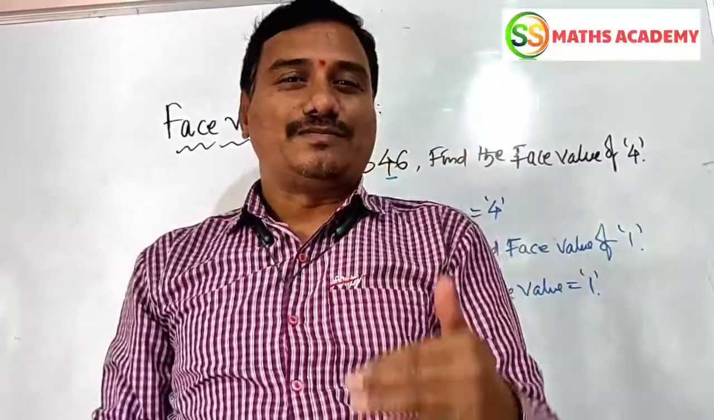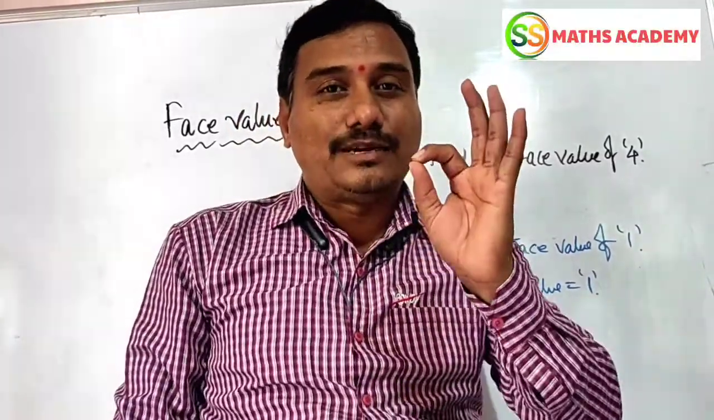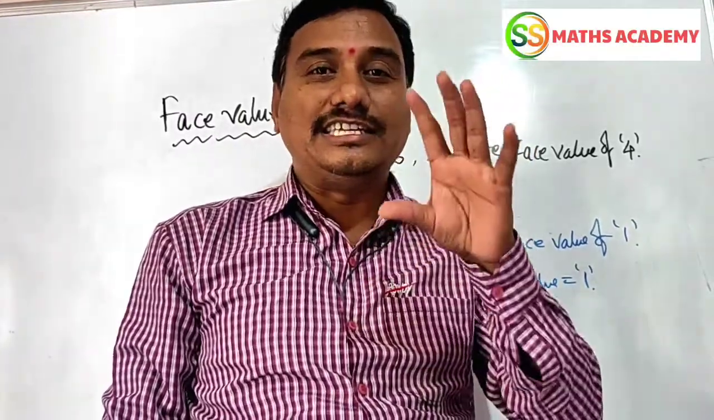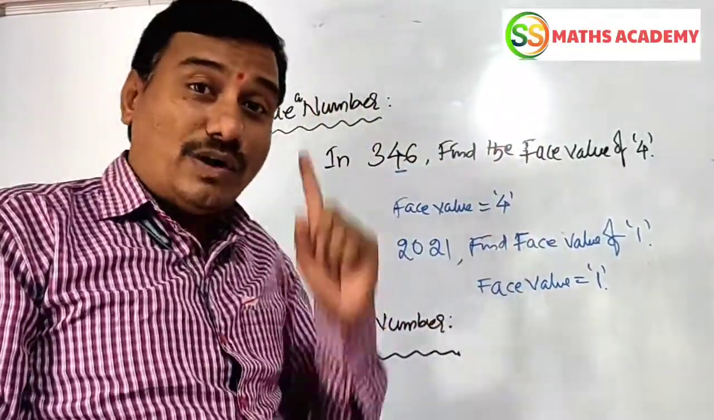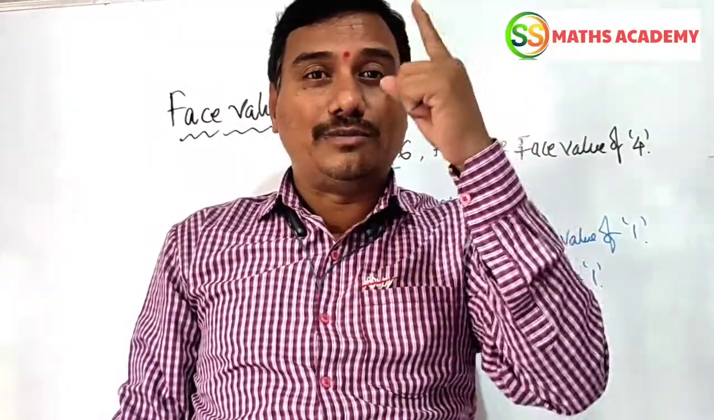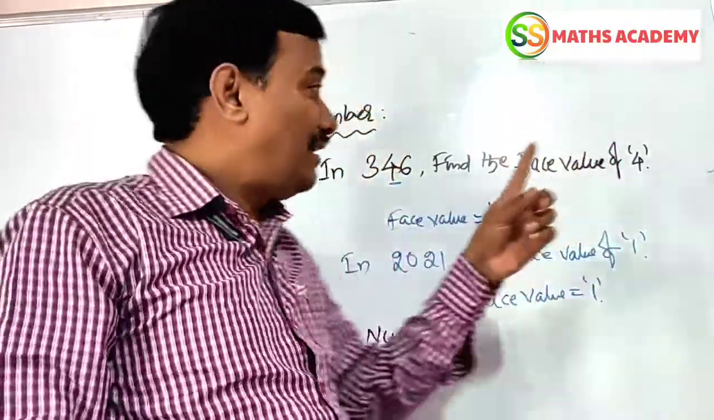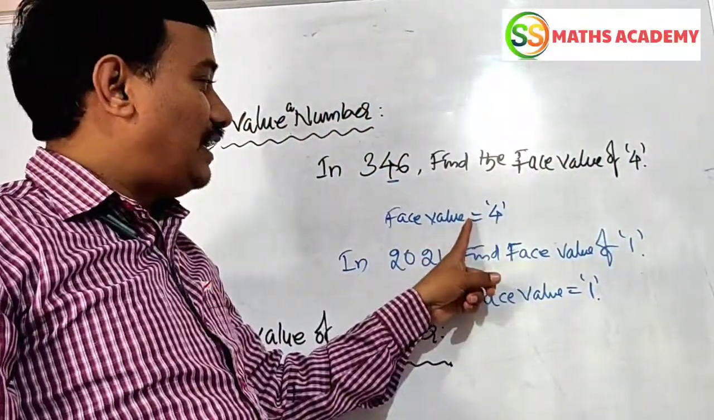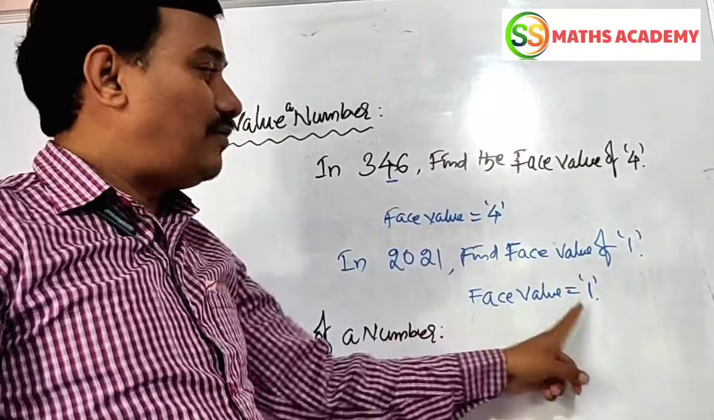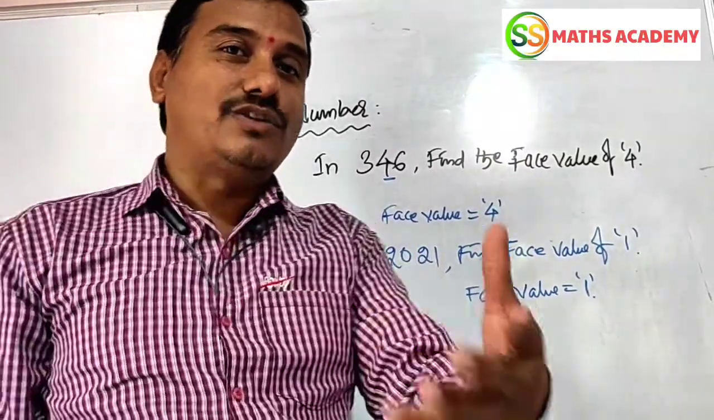If 4 is there, 4 will come. If 1 is there, 1 will come. If 9 is there, 9 will come. These are examples of face value, how to understand it in the easiest manner. Once again, I am telling you, if you stand in front of the mirror, only your face will be there in the mirror. Another person's face will not be there. Face value of 4 is 4 only. Face value of 1 is 1 only. Okay? These are the examples. Try to understand in your own way.